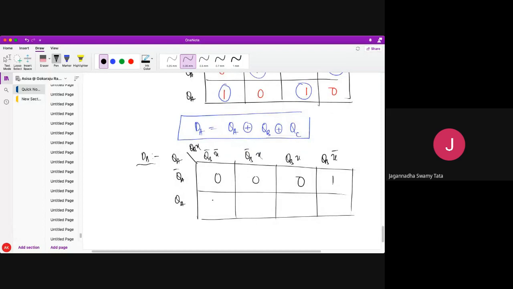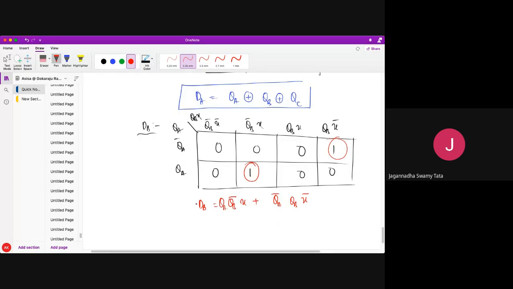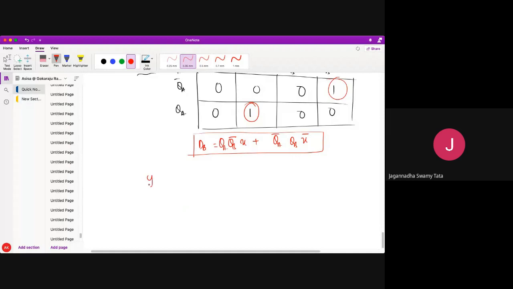And here next 0100. Now we can have only single grouping. You can see this is one grouping, this is another grouping. We can get DB as QA QB bar X, and next QA bar QB X bar. Okay, so this is the thing. This is my DB.